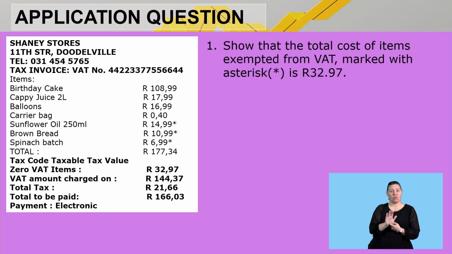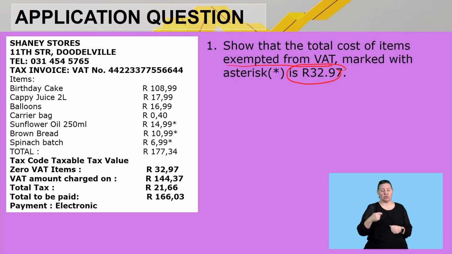Show that the total cost of items exempted from VAT marked with an asterisk cost 32 Rand 97. So already this cost has been included on the till slip. We just need to show how it was calculated. Remember we are only checking those items with an asterisk, meaning they are our basic needs or they are zero rated from VAT.